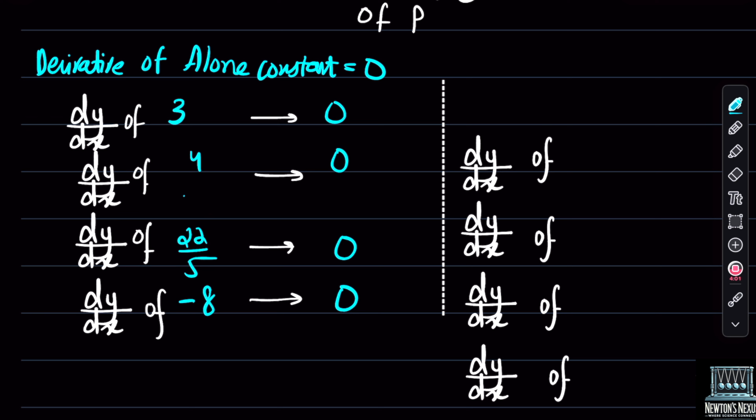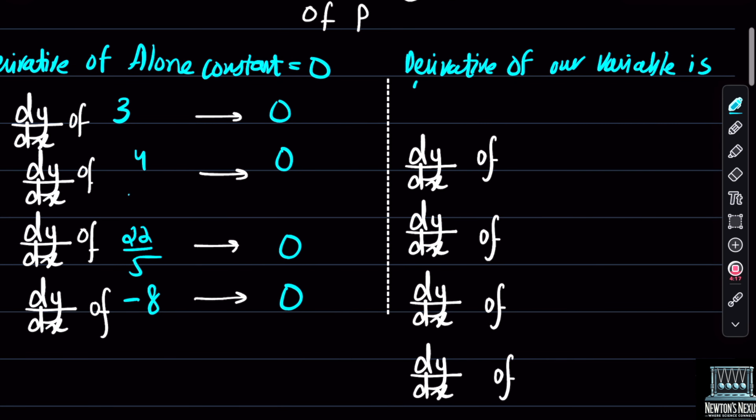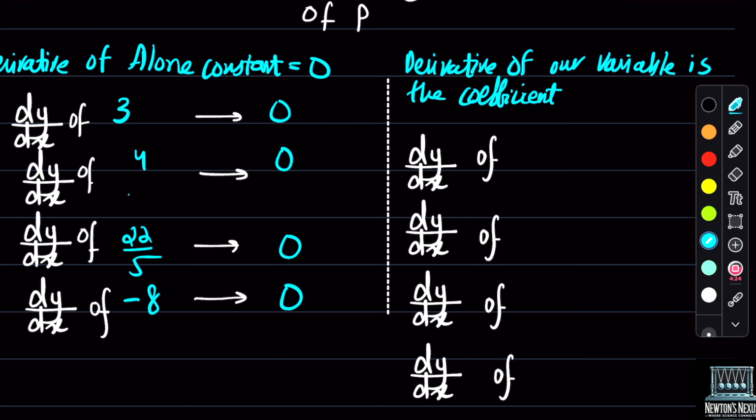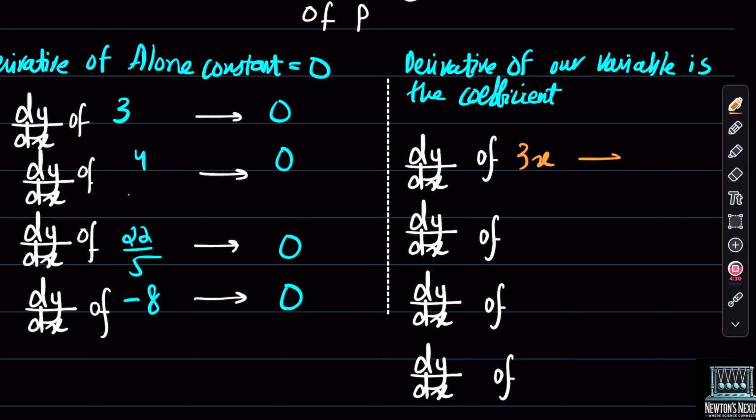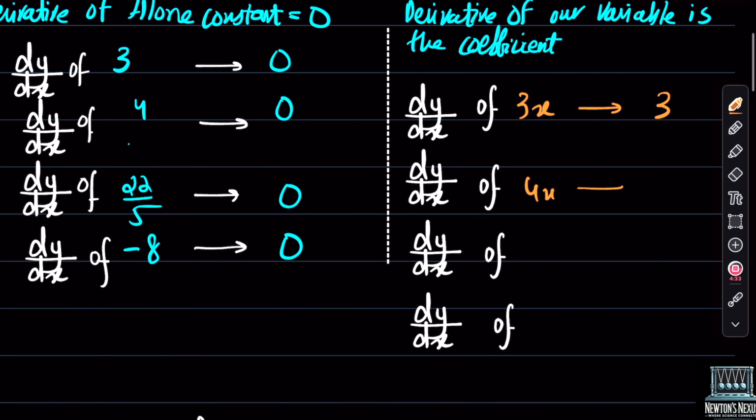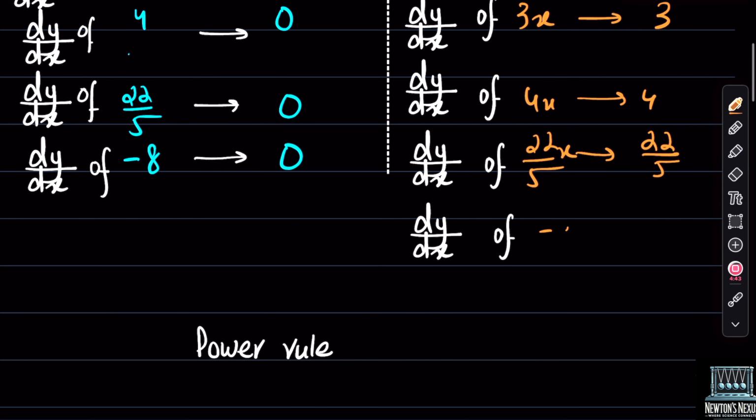Our second rule is that the derivative of a variable is the coefficient. What do I mean by that? Just take a look at it. If I were to calculate the derivative of 3x, it will be 3. 4x will be 4. 22 by 5 x will be 22 by 5. And similarly, -8x will be -8.